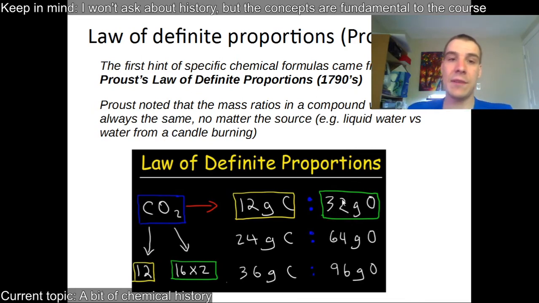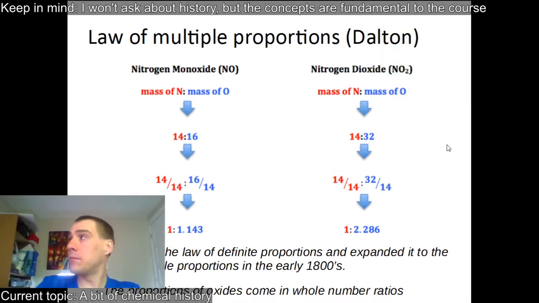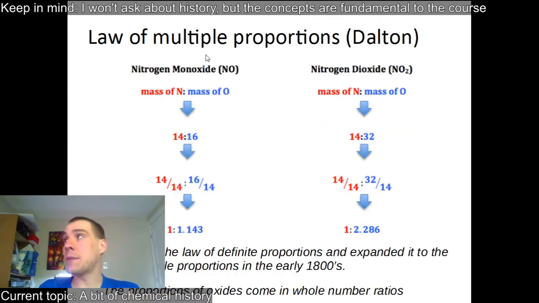So that was kind of the first hint of chemical formulas, of being able to bring it down to chemical formulas. And of course, the big guy for chemical formulas was Dalton. So I'll move myself down here. Dalton came up with, it wasn't the law of definite proportions. Definite was just a single element. Dalton came up with the law of multiple proportions, so multiple chemicals.